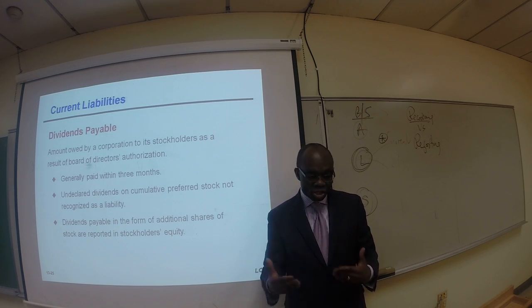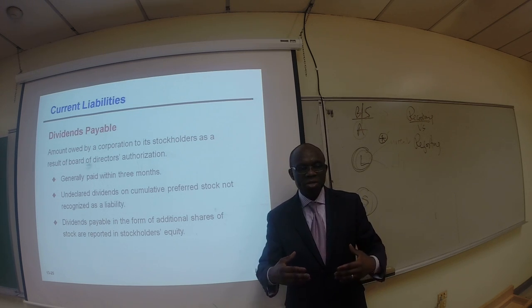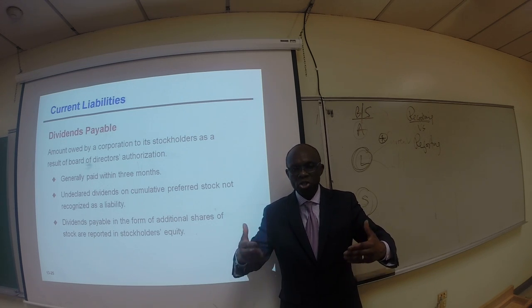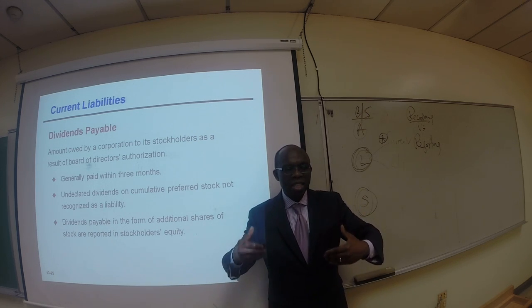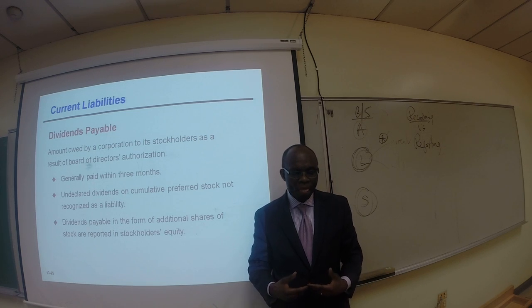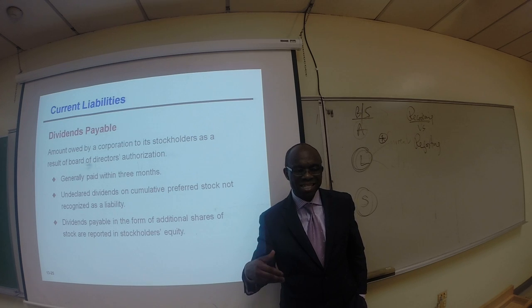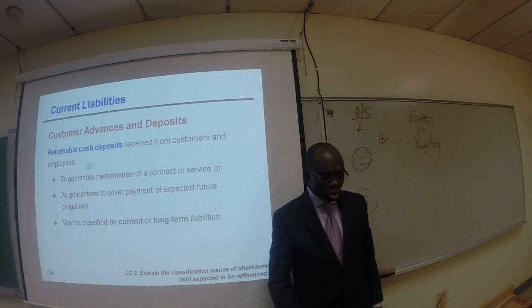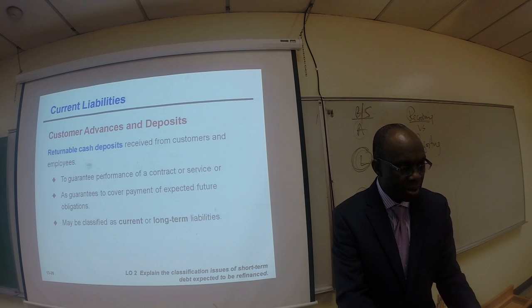Undeclared dividends, here are some of the rules you need to know. We said that undeclared dividends on cumulative preferred stock are not recognized as a liability. What does that mean? That means if the board of directors did not declare dividends on cumulative preferred stock, you remember the definition of cumulative preferred stock? You can check that out. Then they should not be recognized as a liability. Now, we also said that dividends payable in the form of additional shares of stock are reported in stockholders' equity, not under current liability.